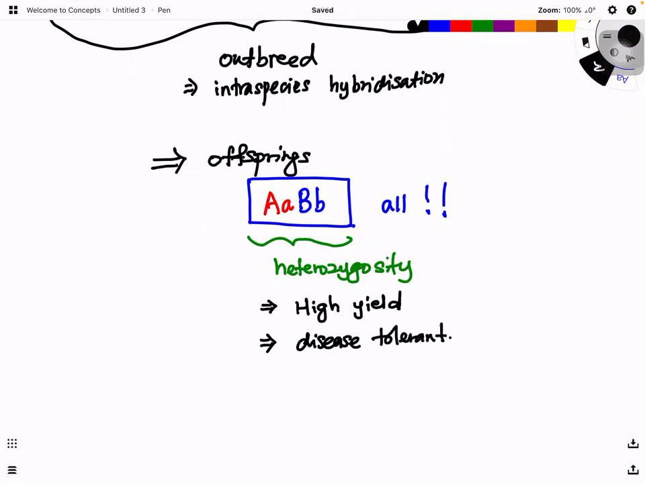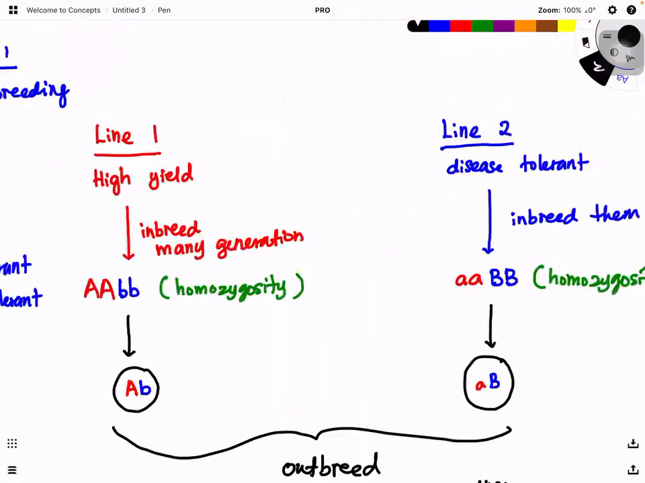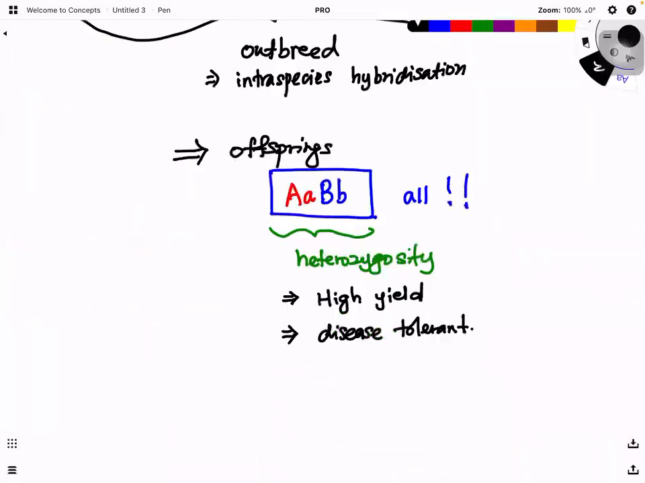Do you realize that? It means that the offspring here will inherit 2 different characteristics from the parent. One is the high yield, another one is disease tolerant. So this form of the offspring, we call them the hybrid vigor. Can you see that? Hybrid vigor. So we achieved the first one already, heterozygosity, because this hybrid vigor will give us the high yield, and at the same time also disease tolerant.